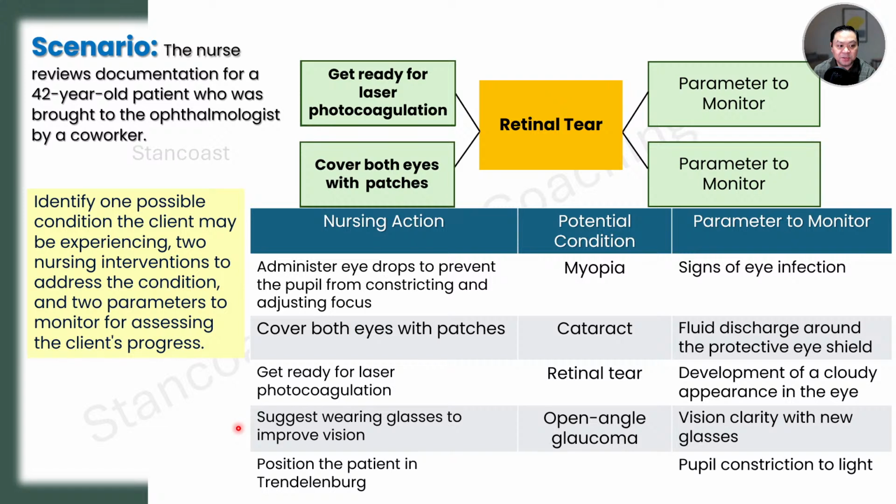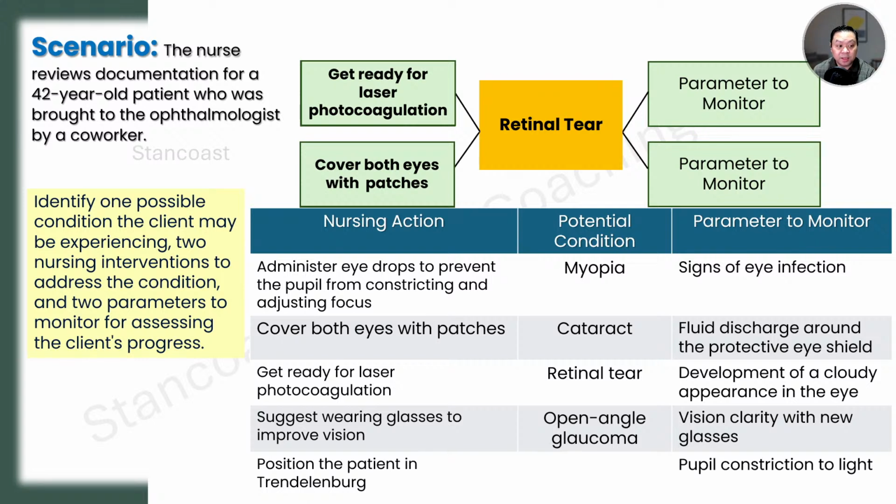Now, if you suggest wearing glasses to improve vision, we know that glasses can correct refractive errors like myopia or hyperopia or astigmatism, but this is not suitable for this condition. Your patient in this scenario is having that sudden onset of visual disturbance caused by the retinal tear, so this is not going to correct this.